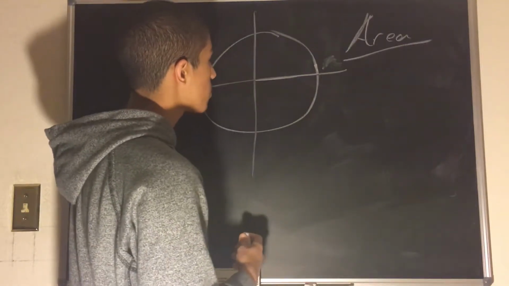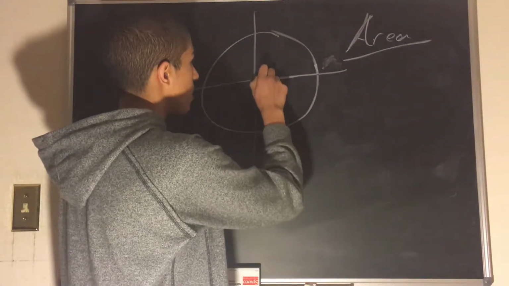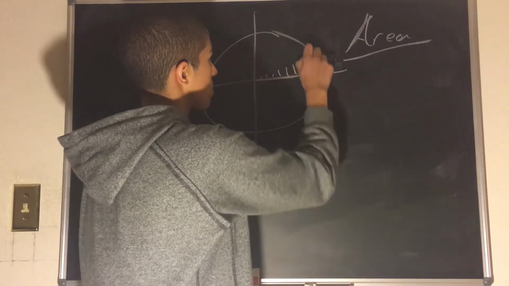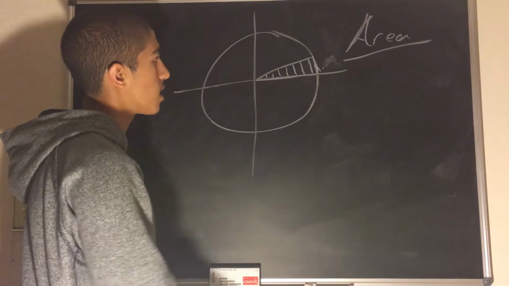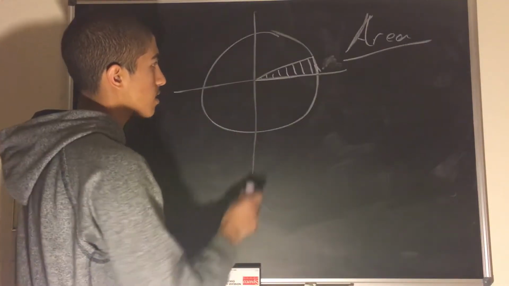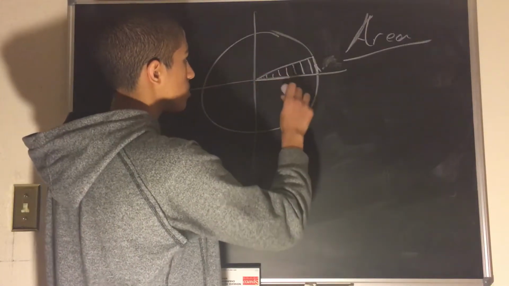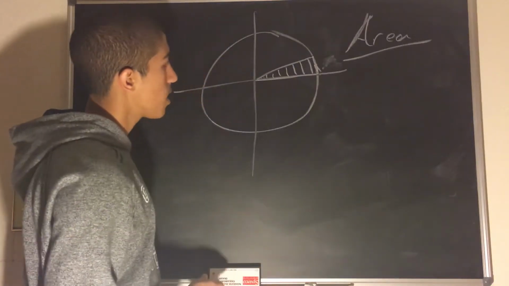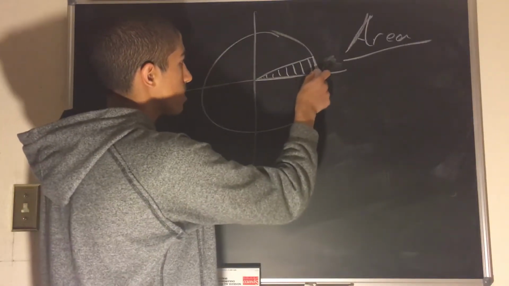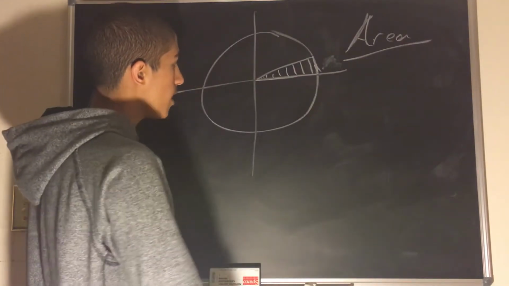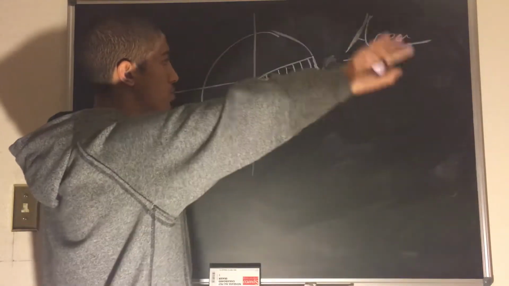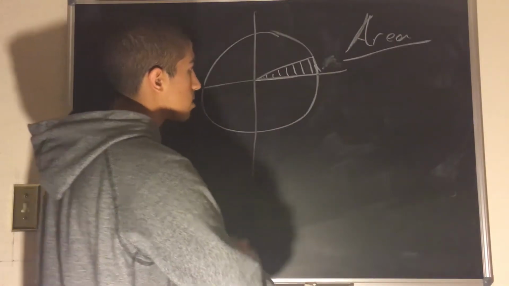And how we will accomplish that is by adding up infinitely many arc lengths from r is equal to 0 to r is equal to big R, and we will take this infinitesimally small sector, and we will integrate it from 0 to 2 pi. Now, let us begin.